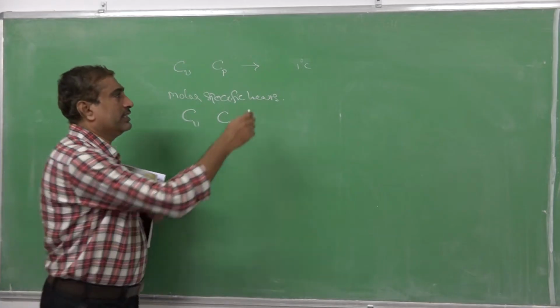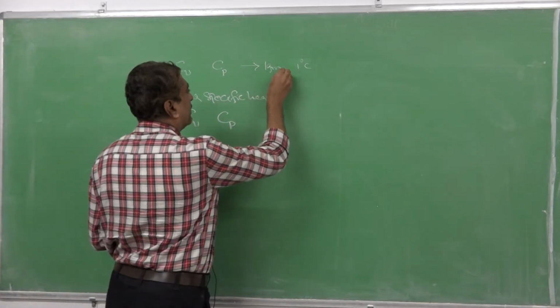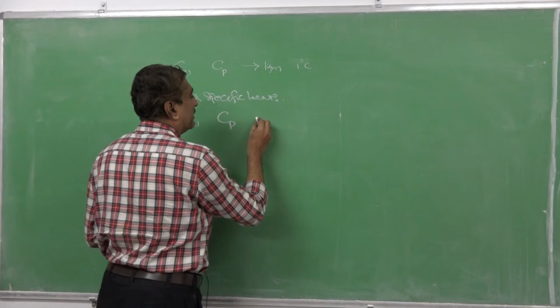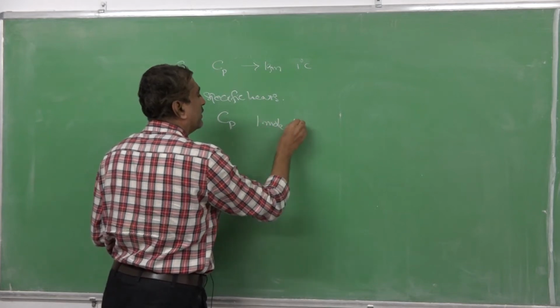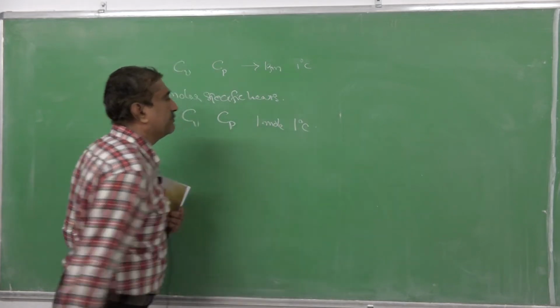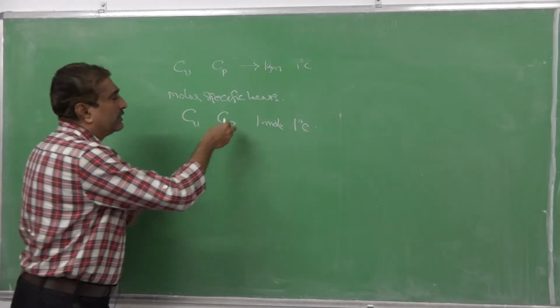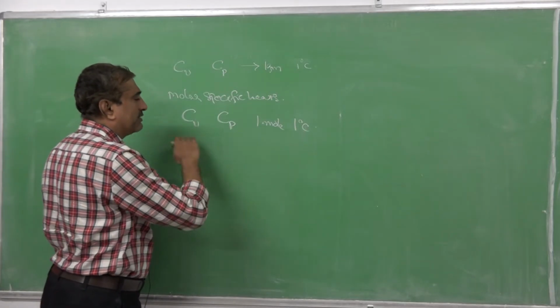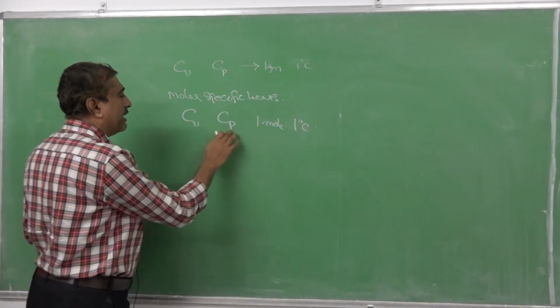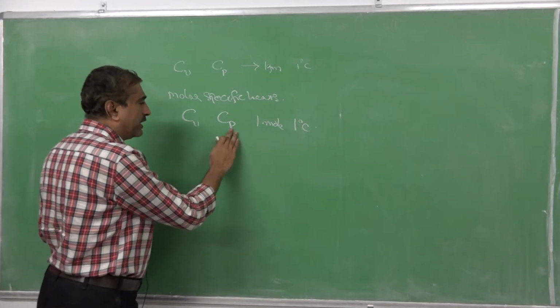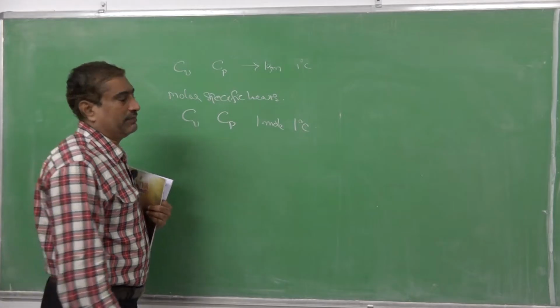Okay, so this is for 1 gram of gas for 1 degree rise in temperature. This is for 1 mole of gas for 1 degree rise in temperature. So these are the two specific heats of gases. So totally we have 4 specific heats of gas. Okay, these two capital Cv and capital Cp are molar specific heats.